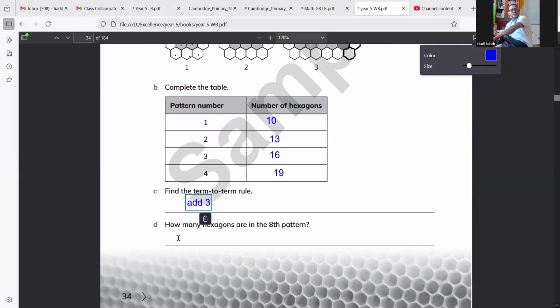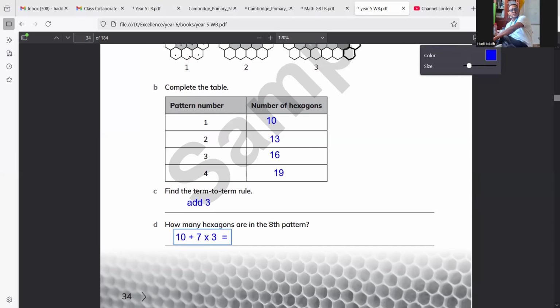8th term or 8th pattern is the same idea. And I've told you before, the first term is given to you, which is 10. And he said every time you add 3. So to get to the 8th term, you add 7 threes. Please remember this every time. This is one of the most important points you could find about sequences.